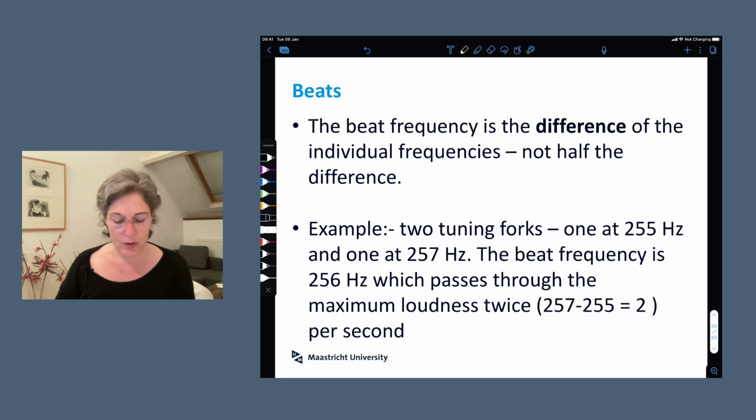Things to notice: what's called the beat frequency is the difference of the individual frequencies. So the beat frequency is that modulated thing that you hear. So if, for example, you have two tuning forks, one at 255 Hertz and one at 257, then the beat frequency is 2, and it passes through maximum loudness twice per second.